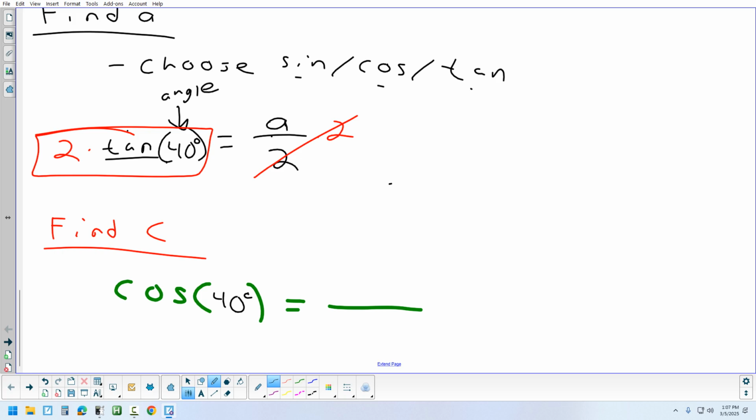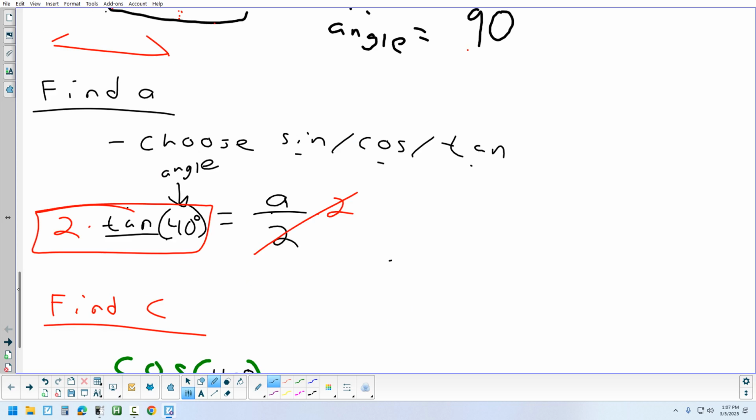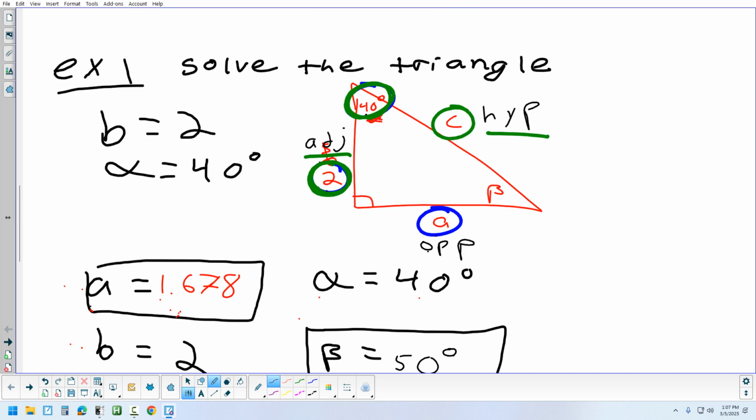That's going to be the second type. We haven't done that yet. Well, we don't have to, but you might want to. It's going to be adjacent over hypotenuse. So yeah, adjacent over hypotenuse. So 2 over C.